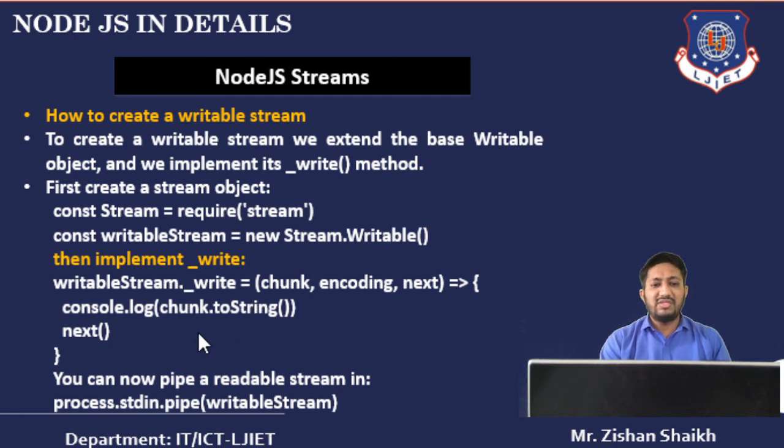So we use console.log with chunk.toString. The next method is called to help get the next data. If we want to get this data, we can get it from the chunk available in our streaming class. You can pipe a readable stream using process.stdin.pipe. Standard input is used for reading the data, and in the pipe parameter we pass the writable stream. This is the in-depth concept of streaming in Node.js.